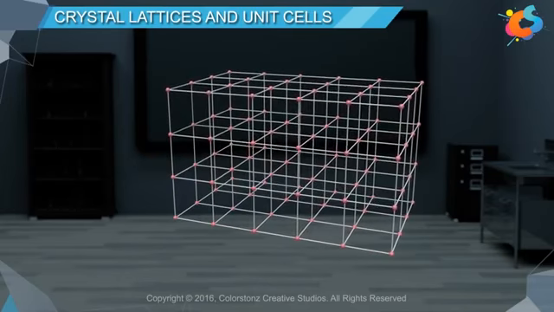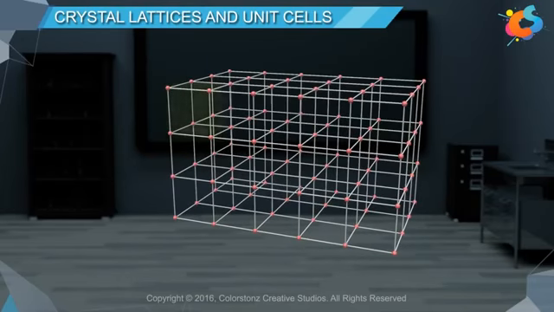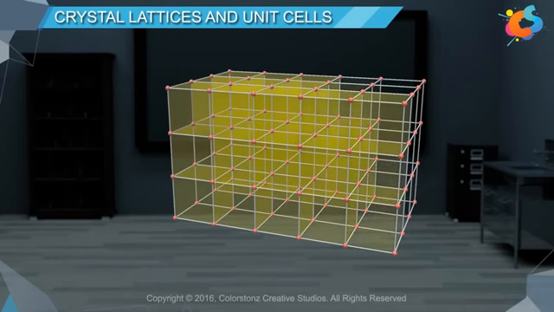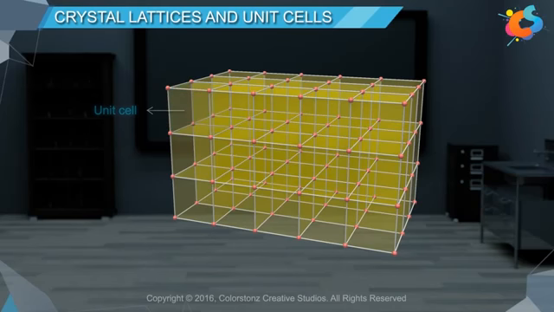Now, if we observe this crystal lattice, we can notice that there is a small group of lattice points that repeats itself again and again to form the entire crystal lattice. This small group of lattice points is known as the unit cell. Thus, the unit cell is the smallest portion of a crystal lattice, which, when repeated in different directions, generates the entire lattice.